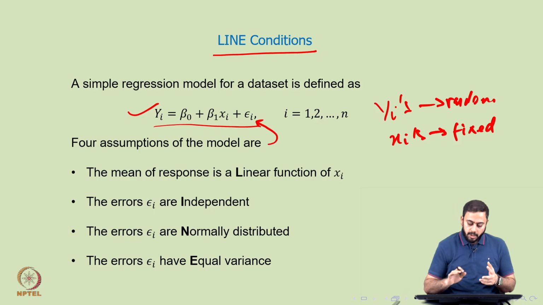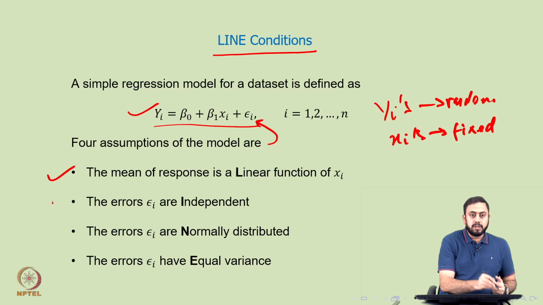Now what exactly are the 4 assumptions of the model? The first one is that the mean of the response is a linear function of xi, which is pretty evident from the straight line equation that you are seeing in the first equation on this slide. There is nothing non-linear here, so you have a linear model in front of you. The mean of the response has to be a linear function of xi.